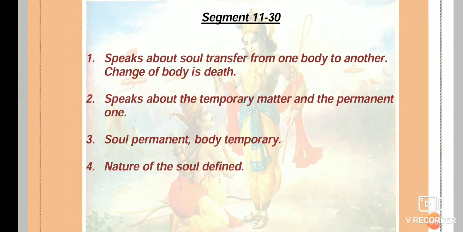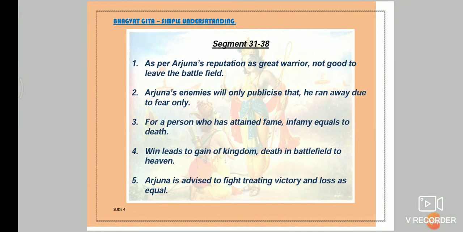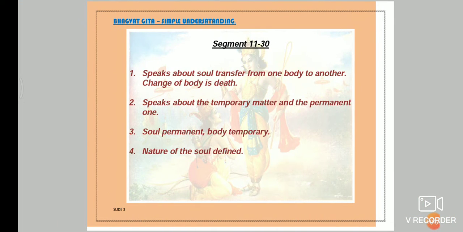Then, proceeding further, Krishna will explain the duties of a Kshatriya, which Arjuna had to follow. Now, the first part which we explained in the previous segment was basically Sankhya Yoga, where the analysis of the soul was done: what is the nature of the soul, how it travels, is it permanent or temporary. These things were explained in the second segment.